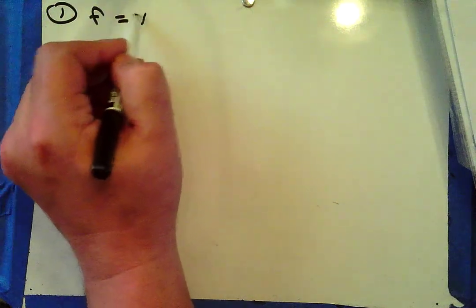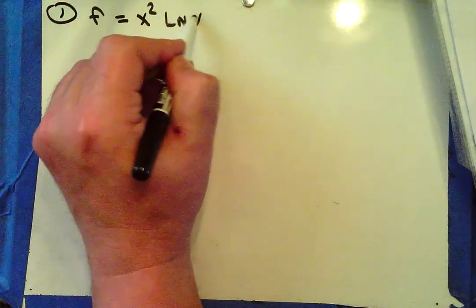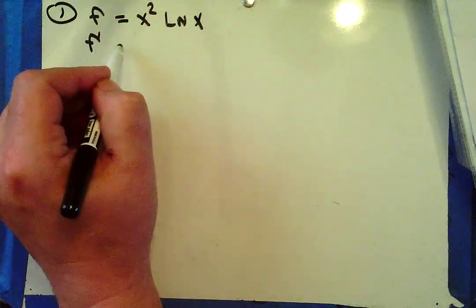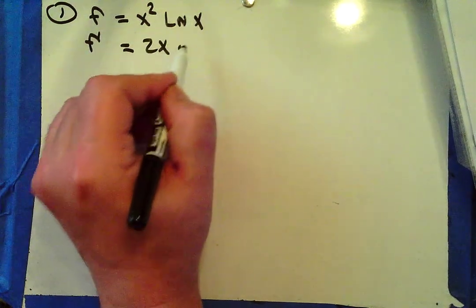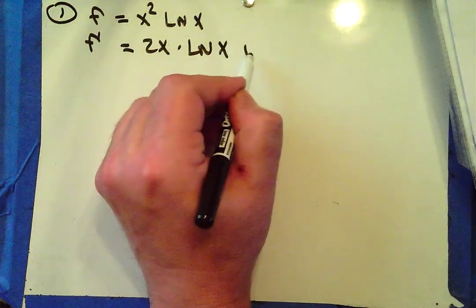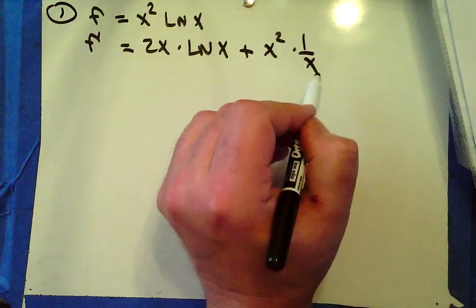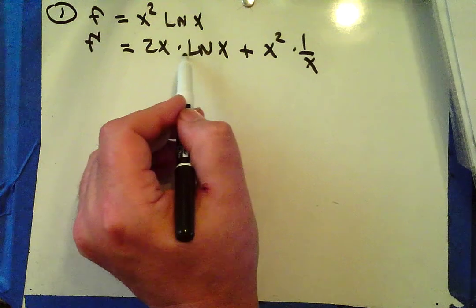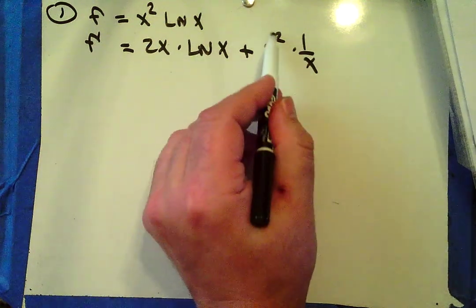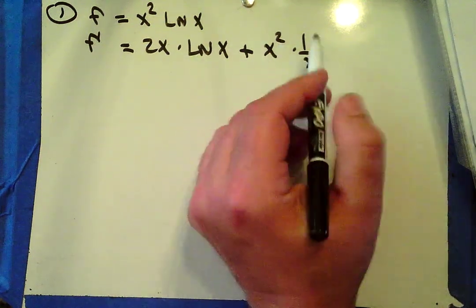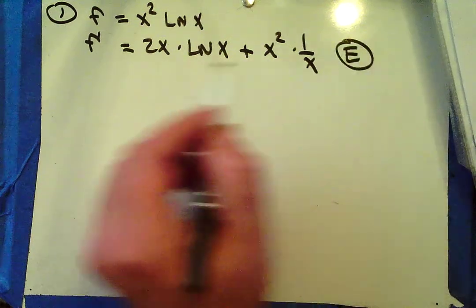We're told that f is x squared ln of x. We want to find f prime of x. This is product rule. So we should be okay with that. And that looks like 2x ln of x plus, these cancel, leaving the x, and that's e.